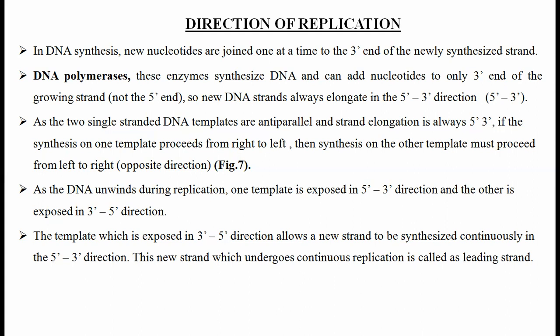There are 2 ends of the DNA. If it is a DNA strand, one end is the 5 end, another one is the 3 end. So you see, it is always 5 to 3 because the DNA nucleotide is always added to the 3 end of the nucleotide strand. Okay, this is the direction.